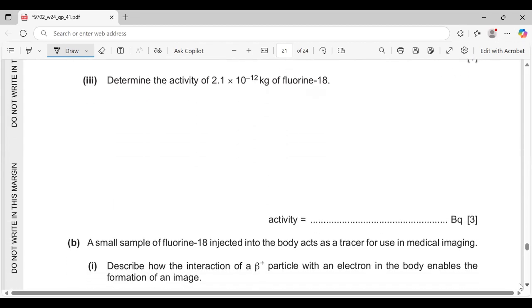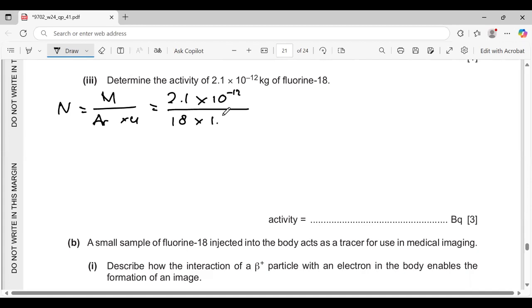Determine the activity of 2.1 times 10 power minus 12 kilograms of fluorine 18. To calculate the number of atoms N, we're going to use the formula M over (A times u), which equals 2.1 times 10 power minus 12 over 18 times 1.66 times 10 to the power minus 27.